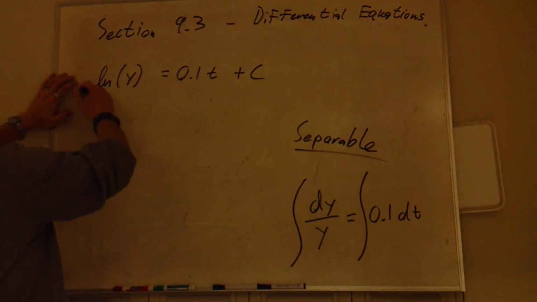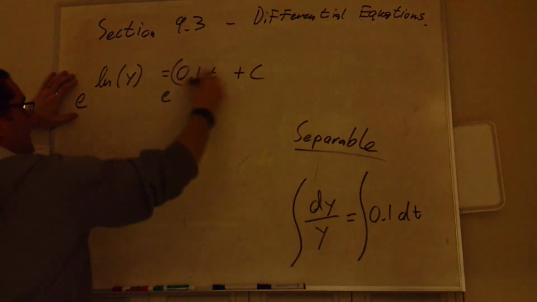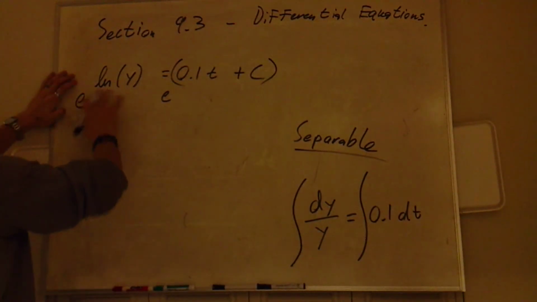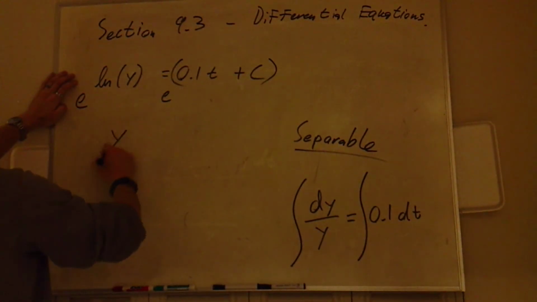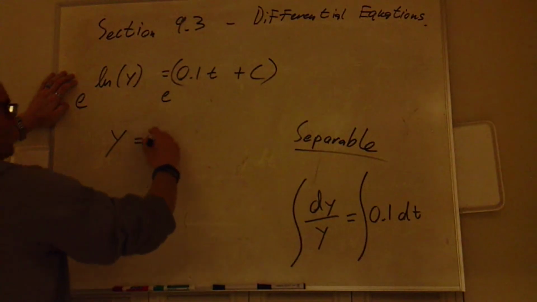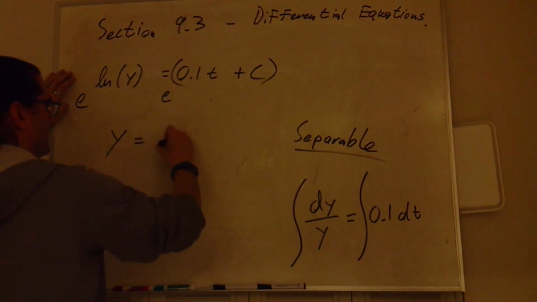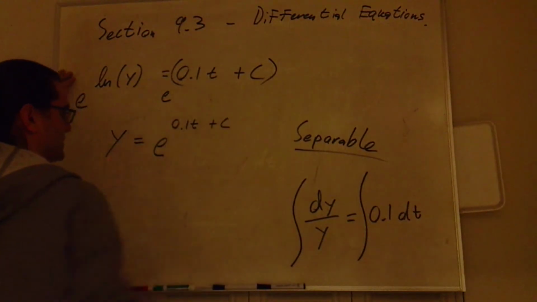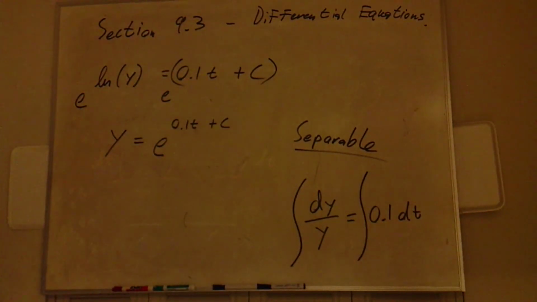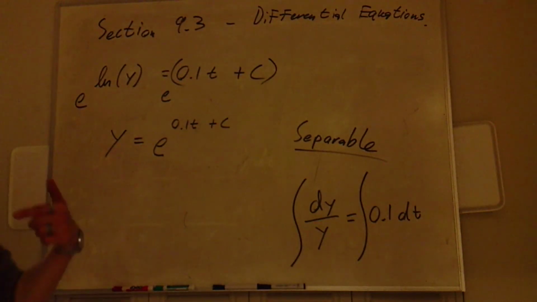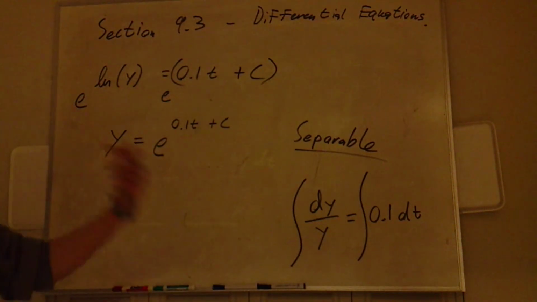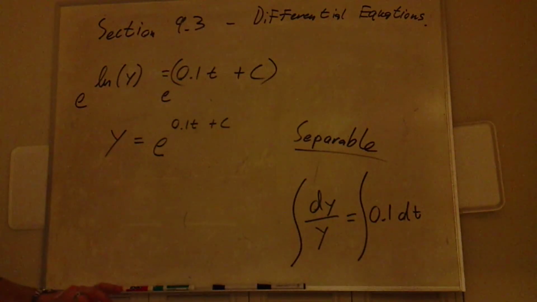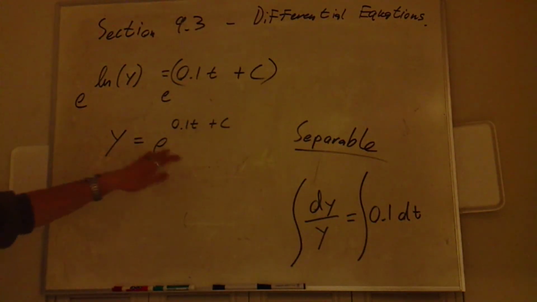So you can get rid of a natural log by raising both sides as exponents on top of e. So e to the natural log of y is going to just give me y. This will give me, on the right, e to the 0.1t plus c. This is now an explicit solution to the problem. I'm going to keep going one more step of simplification here, because I want this to look very pretty.